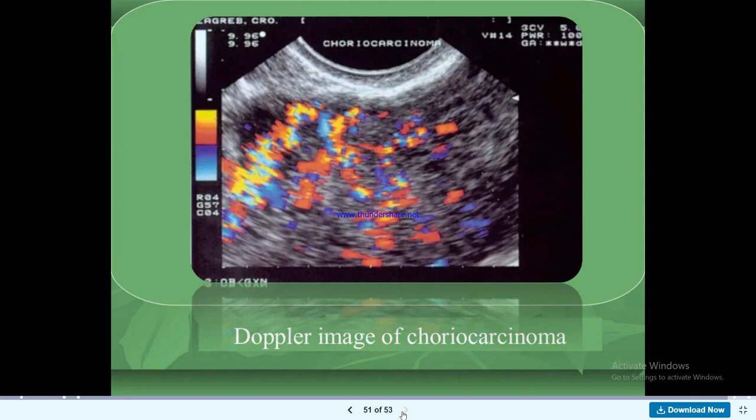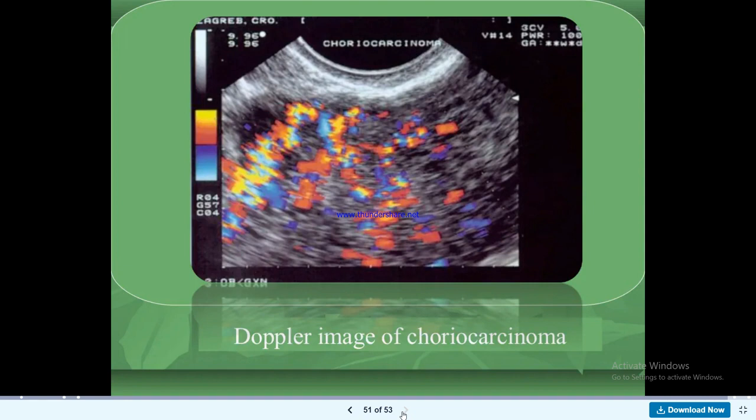Chest X-ray, lungs are the favorite site of the choriocarcinoma to metastasize. The characteristic radiological appearance of the lung secondaries is called cannonball appearance. This is a very important MCQ usually in postgraduate and also undergraduates.